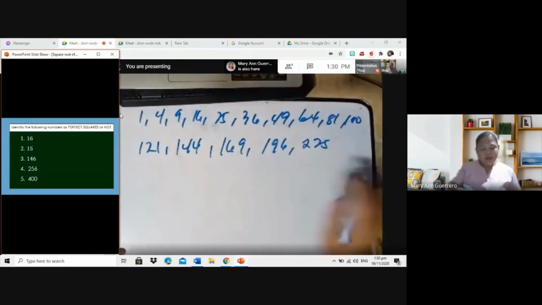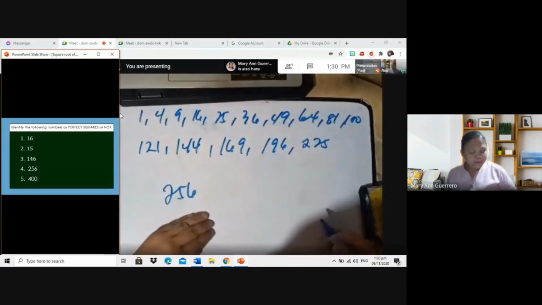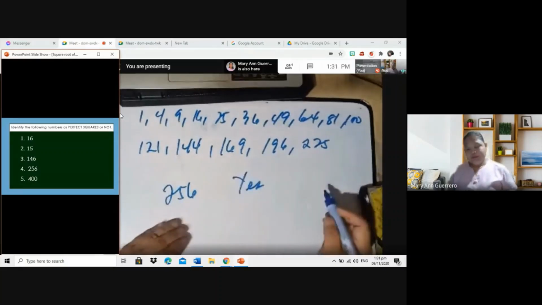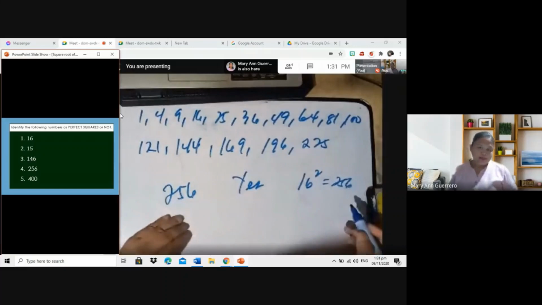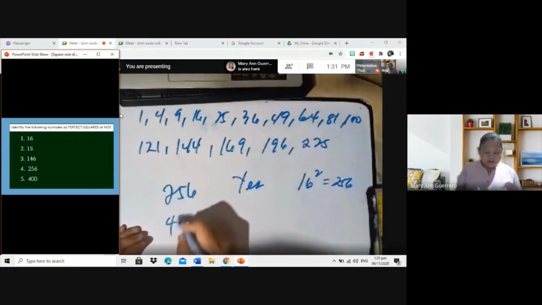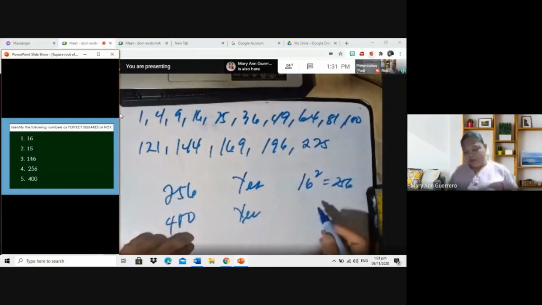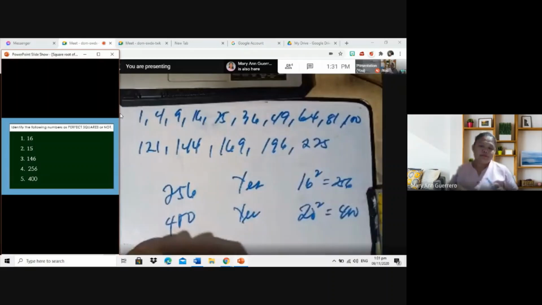So what about 256? Is 256 a perfect square? Yes. So 16 squared is 256. Okay. Now 400. Is this a perfect square? Yes, this is a perfect square because 20 squared is 400.